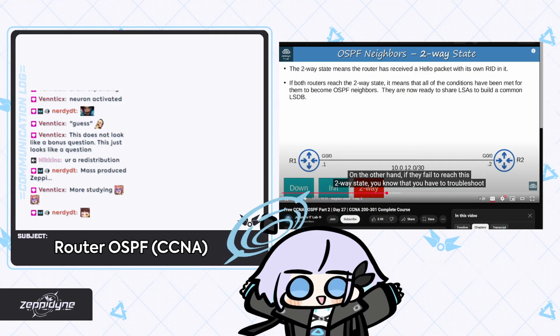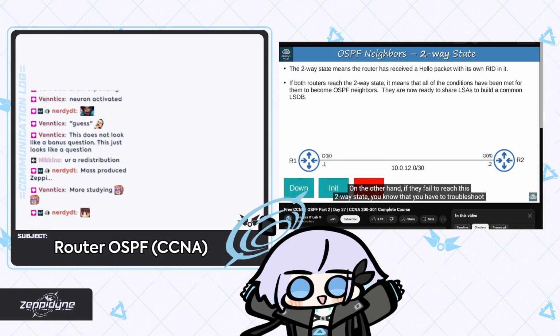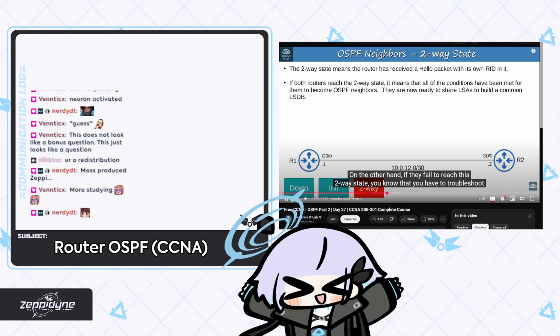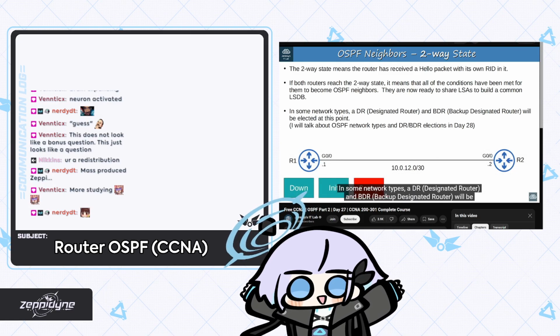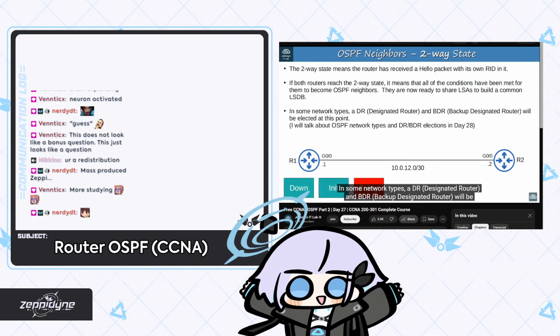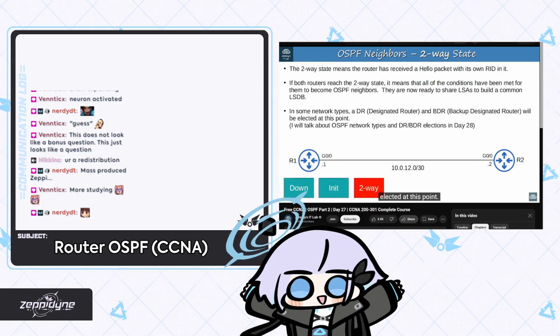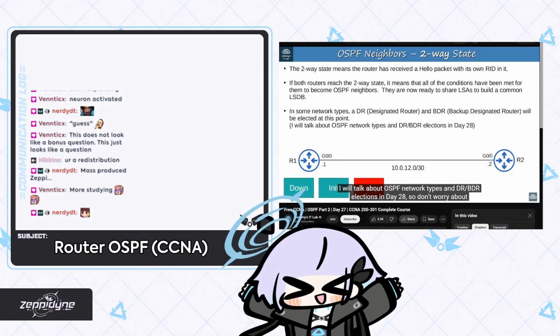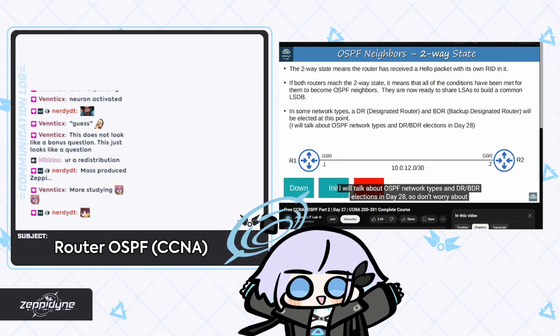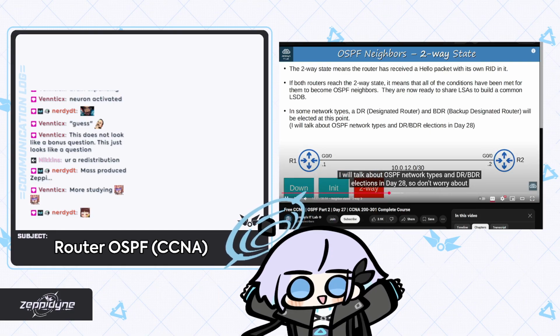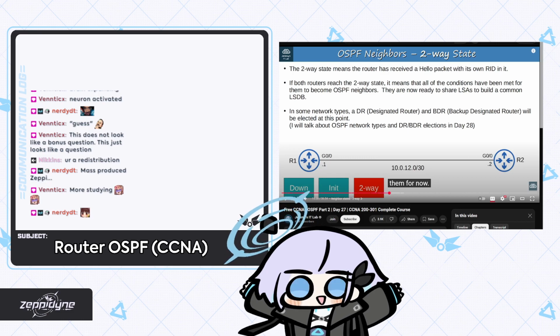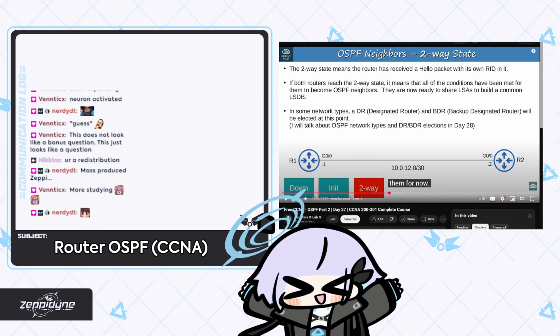On the other hand, if they fail to reach this two-way state, you know that you have to troubleshoot and find what's stopping them from reaching it. In some network types, a DR, designated router, and BDR, backup designated router, will be elected at this point. I will talk about OSPF network types and DR, BDR elections in day 28, so don't worry about them for now. Well, I already know how it works.